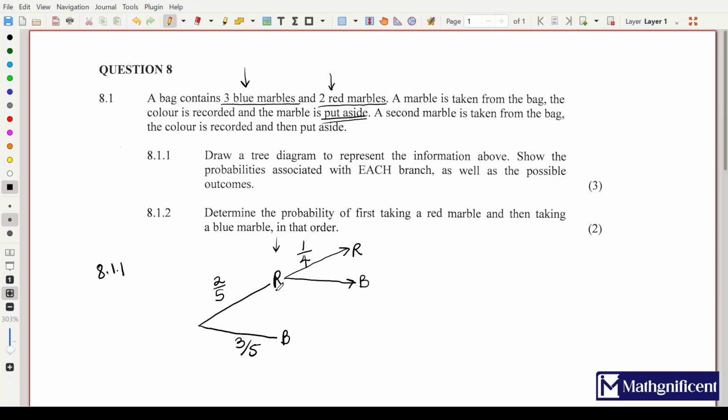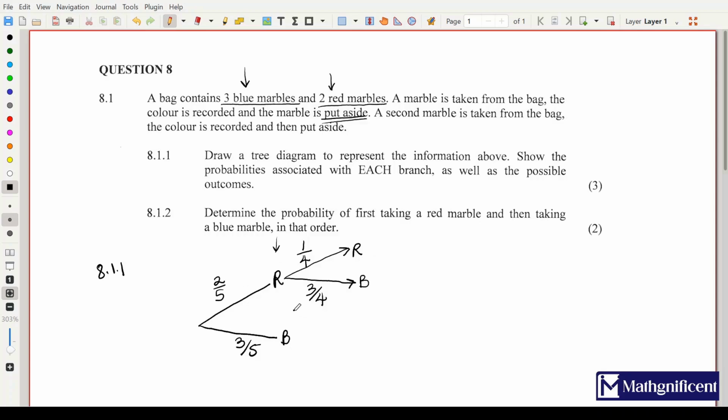So if the first ball was red, then what is the probability of getting a blue ball? Remember, we only took a red ball and then never put it back inside the bag. So that leaves us still with 3 balls, out of 4 balls in total. So this is one of the scenarios that we can have.